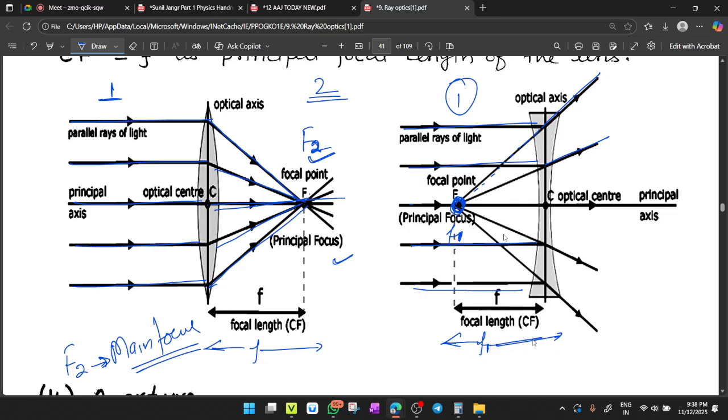Clear? Now check, the focal length for the convex lens is positive as it is on the right side. So for the convex lens, the focal length f is positive, and for the concave lens, the focal length is negative. Clear or not clear? So for the convex lens, the second focus will be the main focus, and for the concave lens, the first focus is like the main focus. Done. Make these two diagrams. Clear? Make these two diagrams.